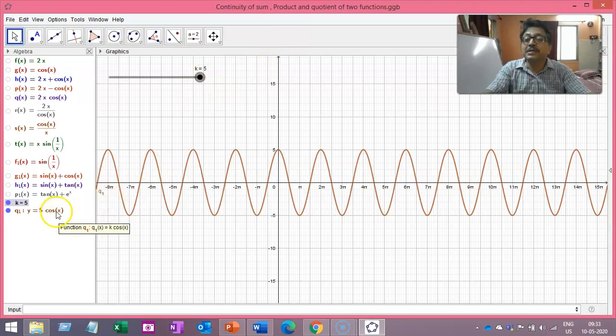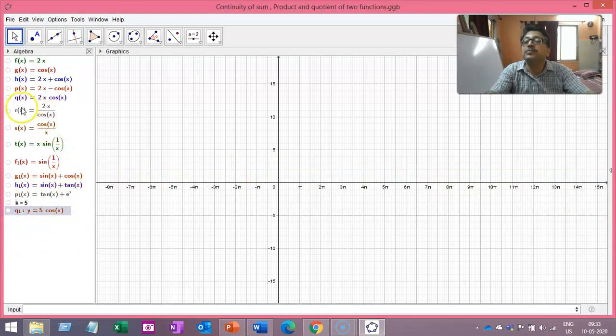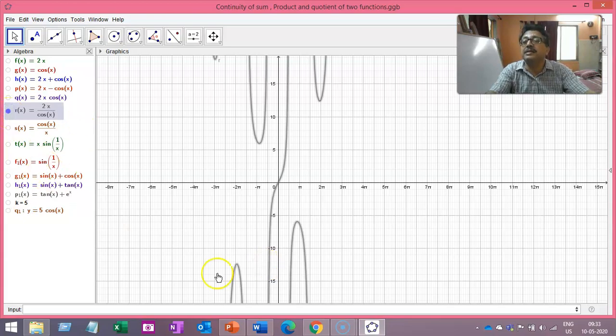So some scalar multiplied by cos x. If f(x) is continuous, everyone will say that k times f(x) is also continuous. Now let us go for the quotient of these two functions. I have set it up earlier because it takes a long time to type all these and show it to you. Just r(x) equal to 2x by cos x.